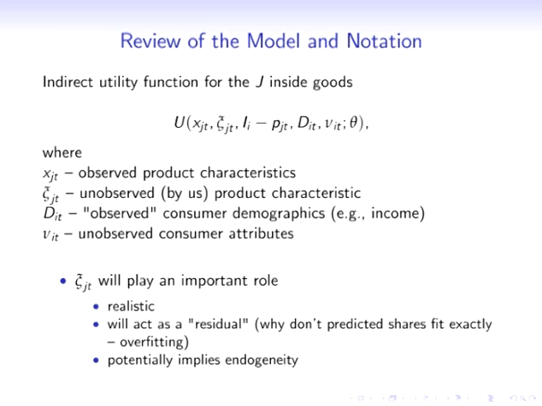It's also important because without it, especially when we're working with aggregate data, we're faced with what is often called the overfitting problem: we don't know why we're not perfectly fitting the market shares. We need some sort of error term to tell us why our model doesn't perfectly fit the data, and that's what this psi is going to be. It acts as a buffer. However, it will potentially imply endogeneity of some of the characteristics. The one we usually care about is price.